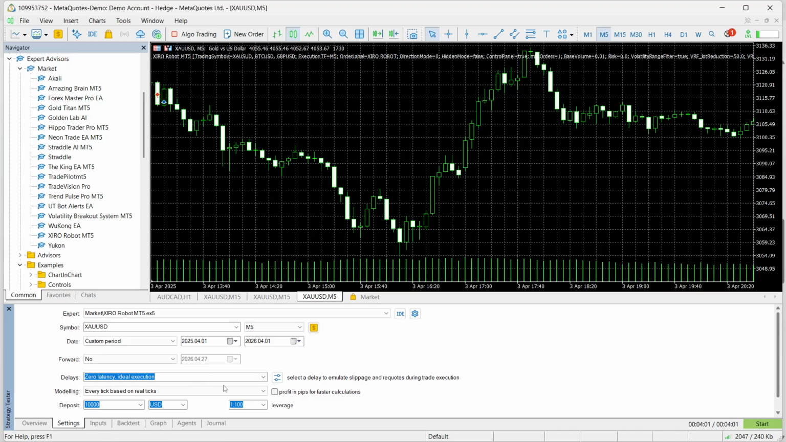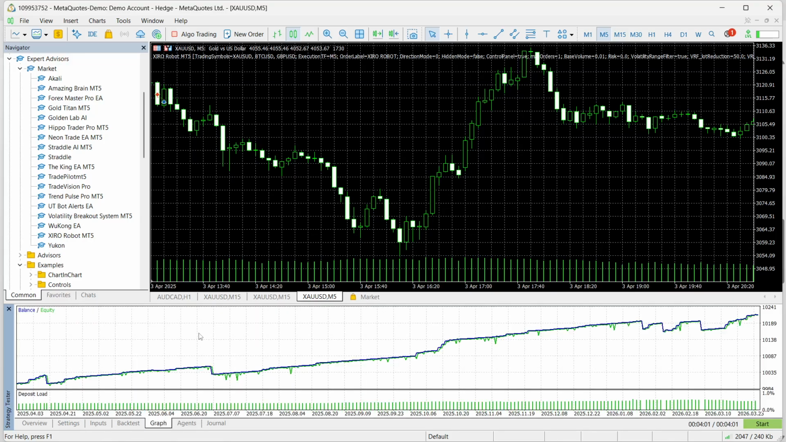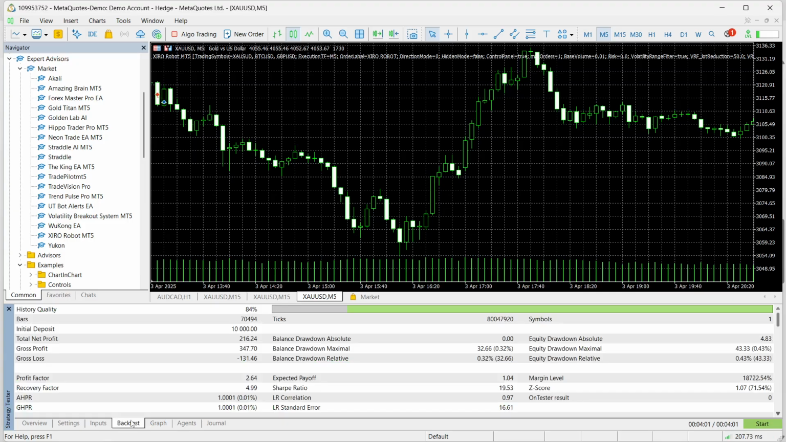So in my backtest on a 10K account, my initial deposit was $10,000. The equity curve showed steady upward growth with very small drawdowns. As you can see, net profit was modest but positive at $216 on the 10K account, with a solid profit factor of 2.64 and high recovery metrics. As you can see, the balance drawdown was 0.32%.